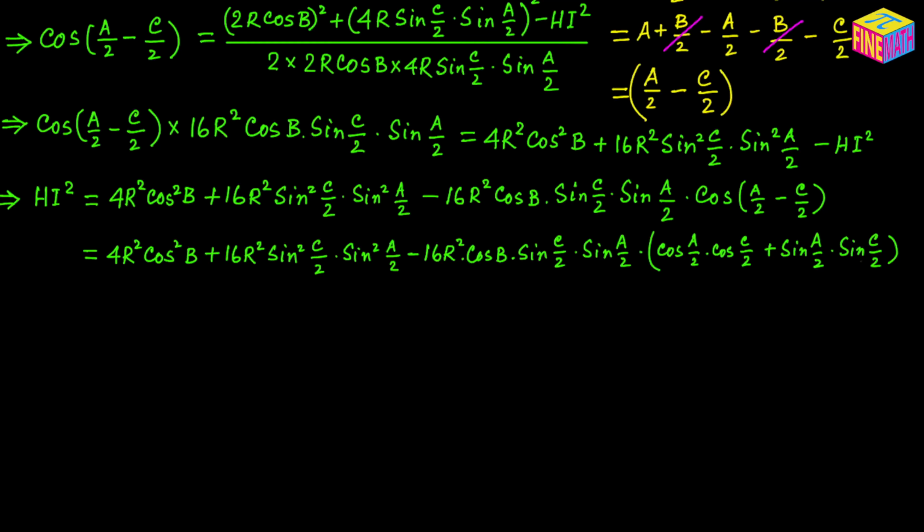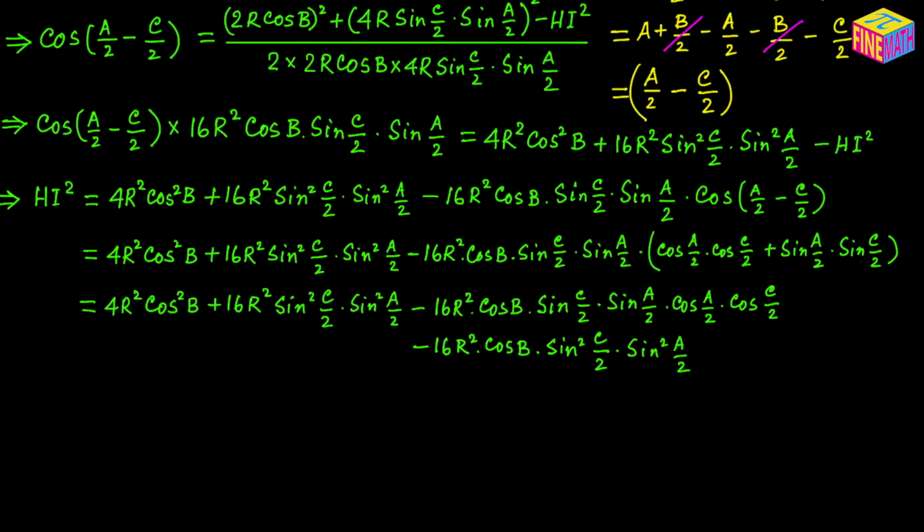In the next step, I'm going to remove the parenthesis on the right hand side, and then we're going to write it as individual terms like this. Now if you look at the second and the fourth terms, we have a nice common factor there. The common factor would be 16 times r squared times sine squared of C over 2 times sine squared of A over 2. That will be the common factor between the second and the fourth terms. So if you take that common factor out, then it's going to look like this.